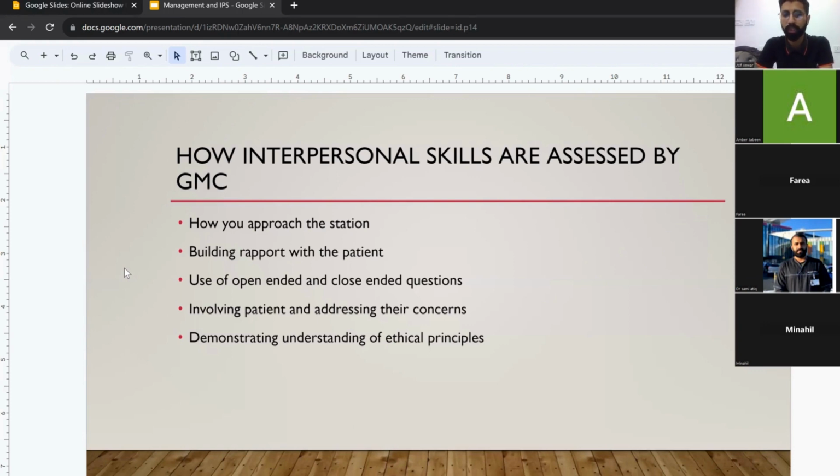The next thing is demonstrating understanding of ethical principles. There are some ethical principles that you have read in your PLAB-1 examination, that there are certain things that you're not allowed to do, and certain things where you have to take a certain step. So you have to keep those in mind. It is particularly important in scenarios where LGBTQ is concerned, or where end of life care is concerned.